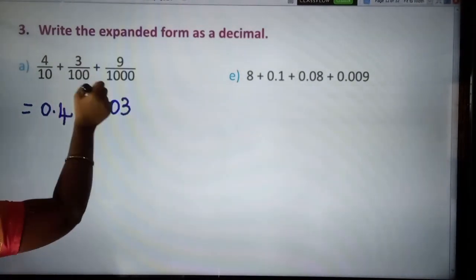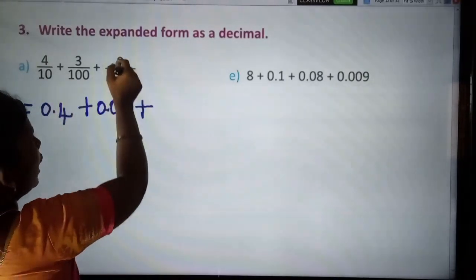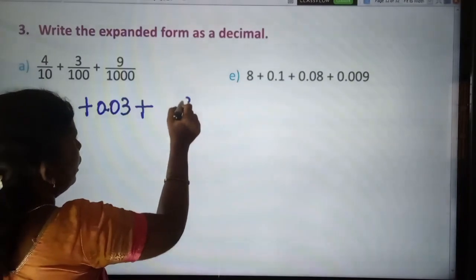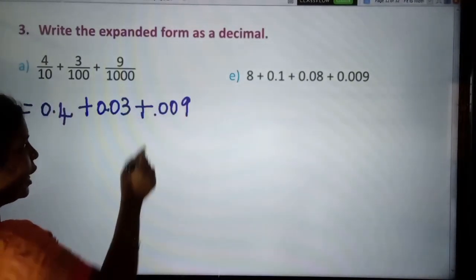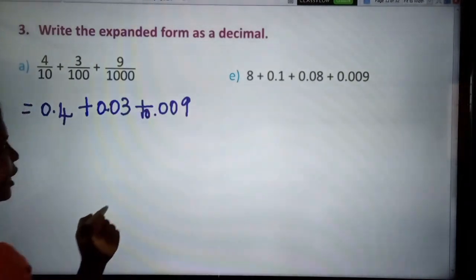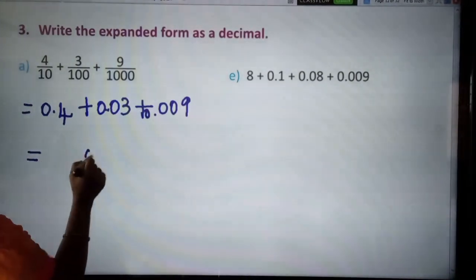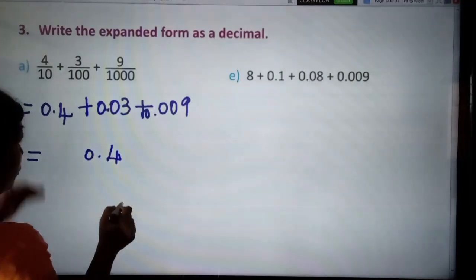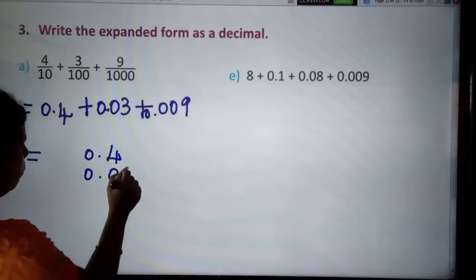So now we have to put the decimal point before two numbers. Here also three zeros are there, but only one number is there. Hence I put the number and two zeros before that. Shall I write like this, children? Is it right? Now we are going to add these numbers. How will you add this? 0.4. We are going to put the numbers one below the other and add them.